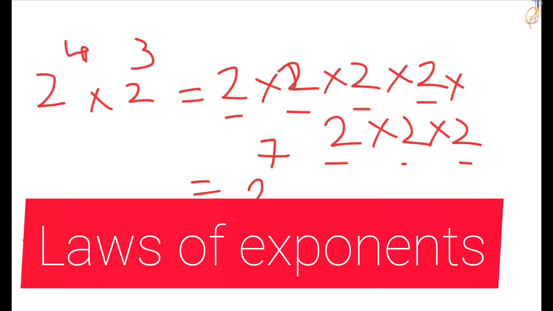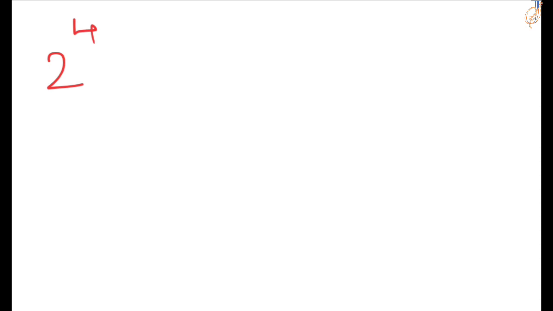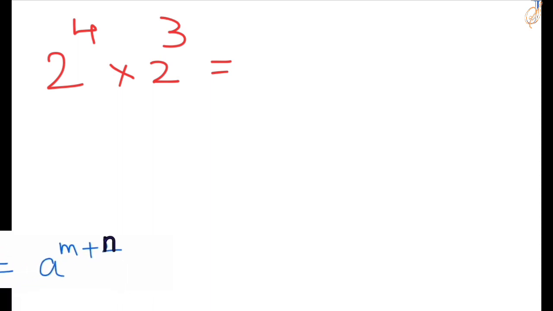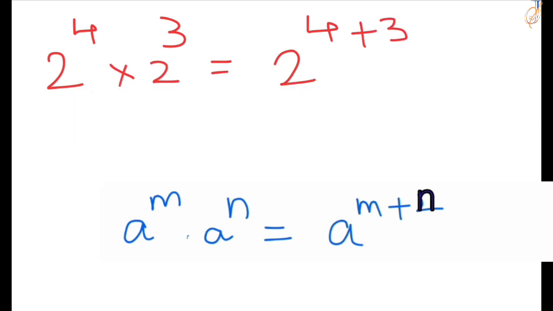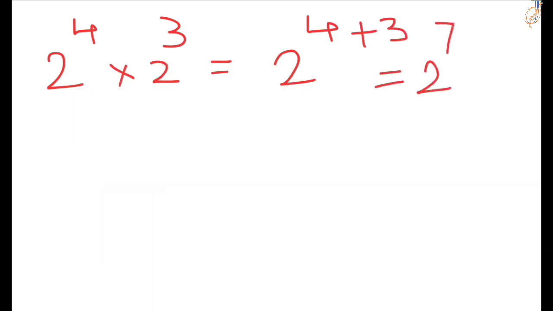So these laws of exponents provide us with the rules for simplifying expressions involving powers of the same base. 2 power 4 times 2 power 3. Here the bases are the same. When multiplying powers with the same base, you can add the powers. Using this law, you can add these powers. You will get 2 power 7.